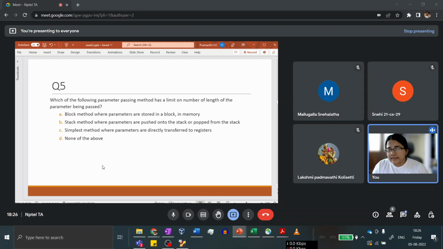So this question is about the three methods of parameter passing that were discussed last week. Which of the methods do you think has a limitation on how many parameters you can pass?